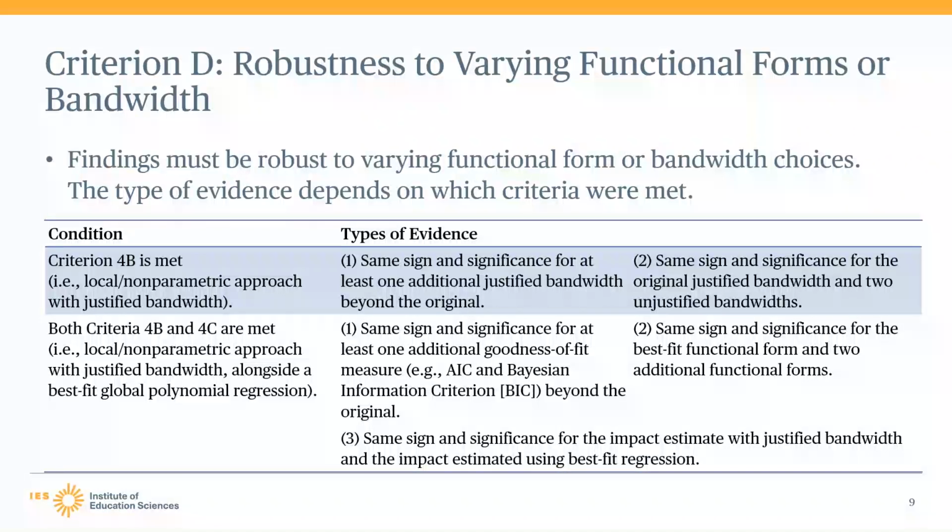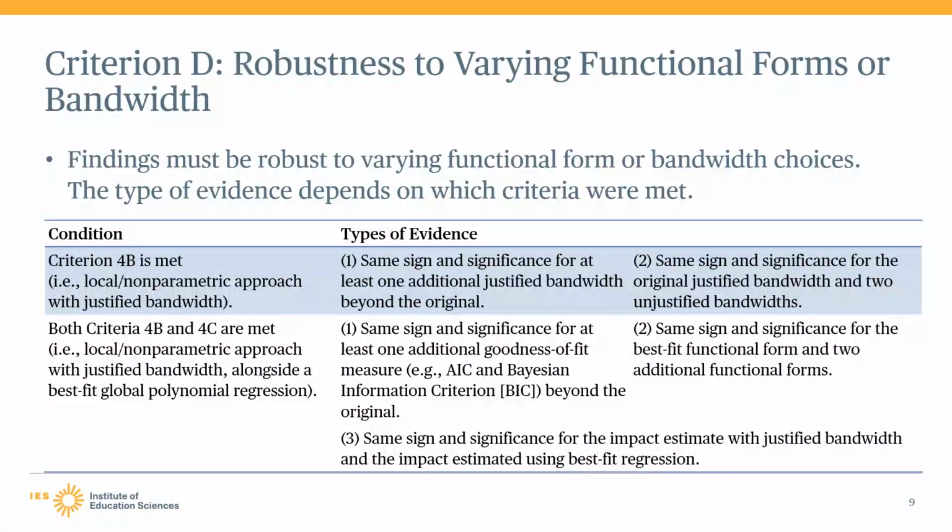If a study finding fails to satisfy RDD criterion 4B, then it is not necessary to consider the robustness requirement. However, some studies might present both a local, non-parametric approach with a justified bandwidth alongside a best fit global polynomial regression. In those cases, three additional options are available.